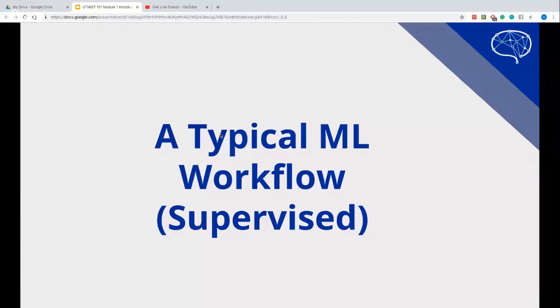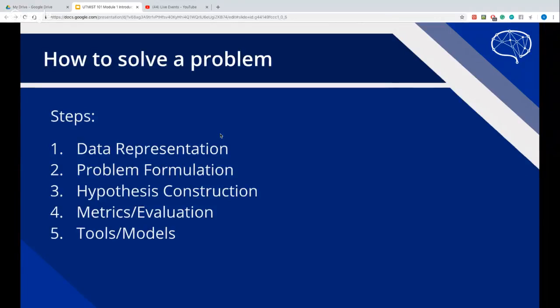So I will talk about the typical workflow for solving a supervised machine learning problem. Solving a supervised machine learning problem will usually involve 5 steps. The first one is data representation, the second one is problem formulation, the third one is hypothesis construction, the fourth one is metrics for evaluation, and the fifth one is tools or models.